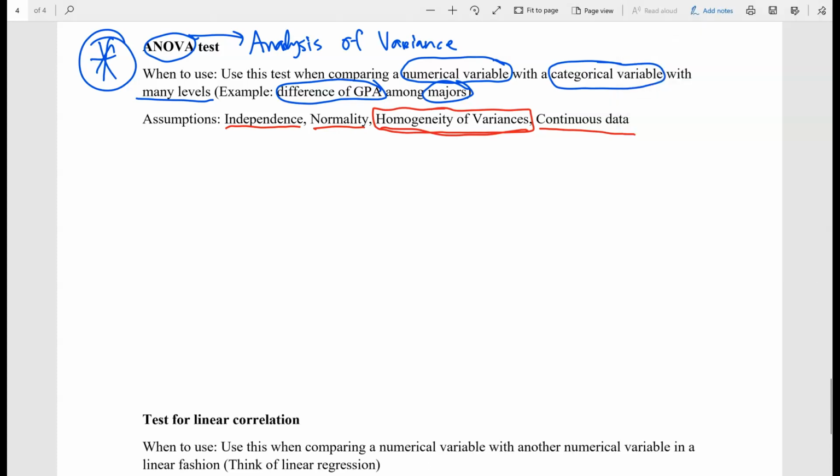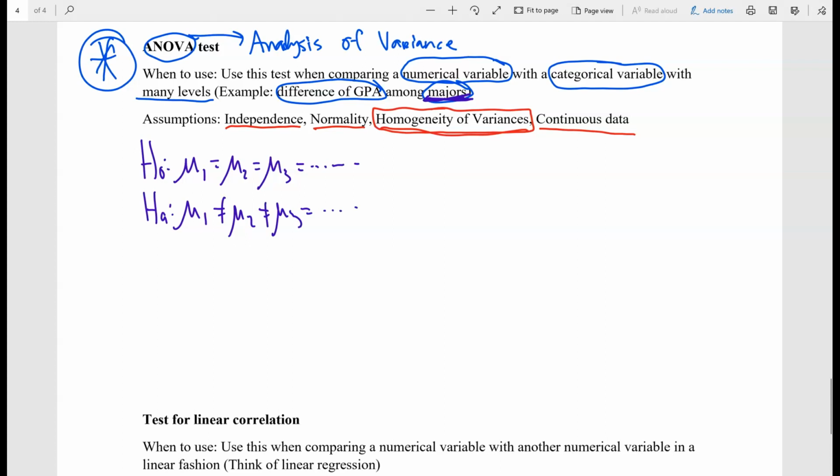If you're looking at differences of GPA among majors, you're basically looking at every major and trying to figure out all of their GPAs. So here is going to be my null hypothesis and my alternative. We're going to have mean 1 equals mean 2 equals mean 3, and so on and so forth, however many means you have. And then HA is going to be mean 1 is not equal to mean 2, is not equal to mean 3, and so on and so forth. So this is how you're going to write it.